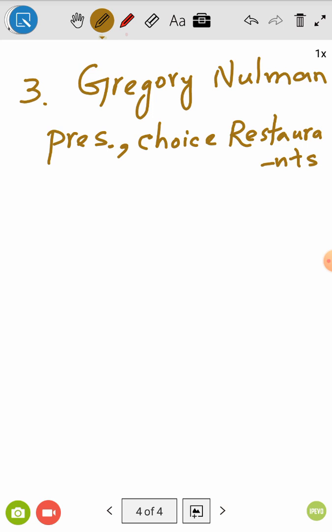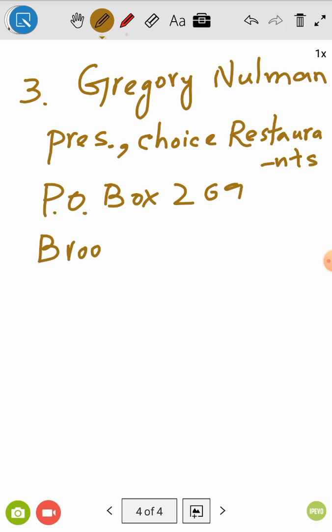Third line is Post Office. As we know from above, the Post Office abbreviated form is P.O. Box, B-O-X, 269. And Brooklyn will be as it is, B-R-O-O-K-L-Y-N, Brooklyn, comma. New York will be in shorter form because it's the name of the state, so capital N, capital Y, without any dot or period, 11216.